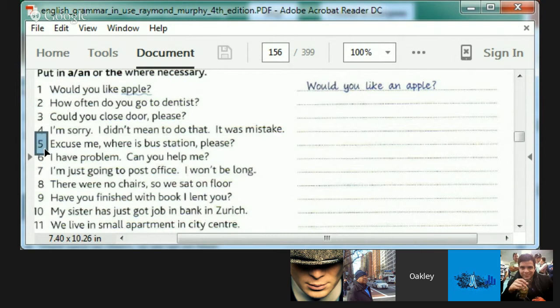You might say, where is the bus station? Depending on the circumstances. If you're in an enormous city where you know there are many bus stations, you would probably say A. On the other hand, if you were in a small little town with only 1,000 citizens, most likely there's only one bus station to get out of town. So you would most likely use the.